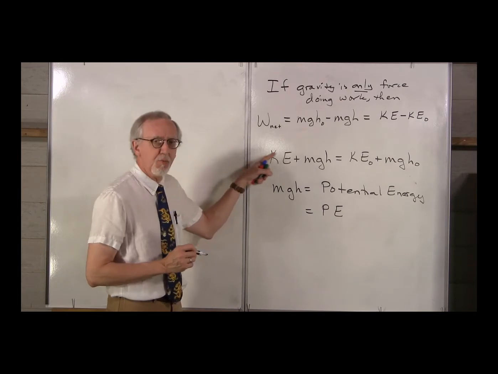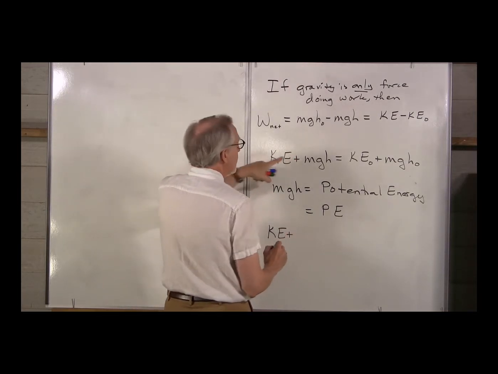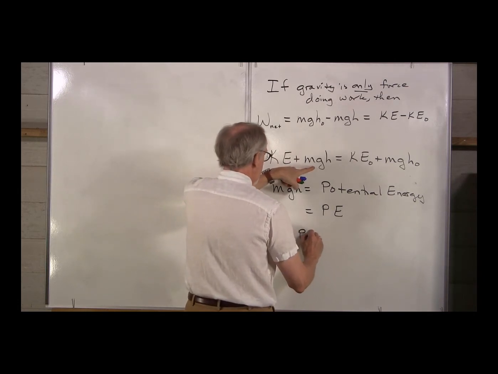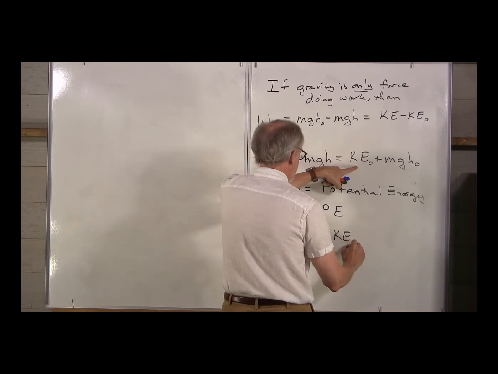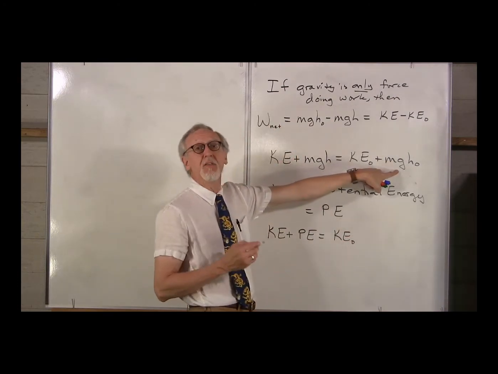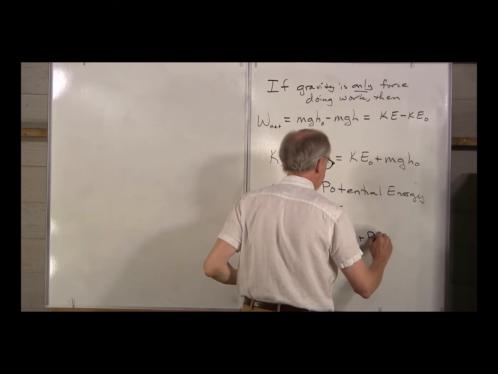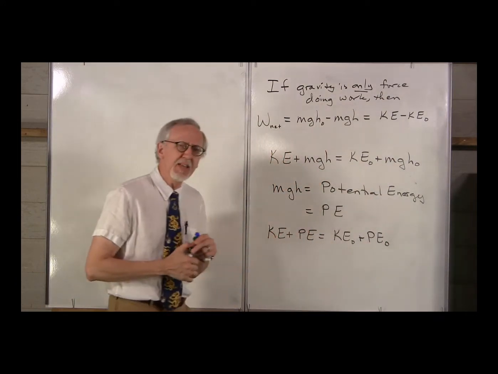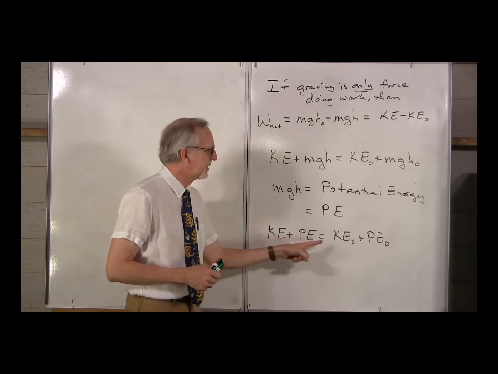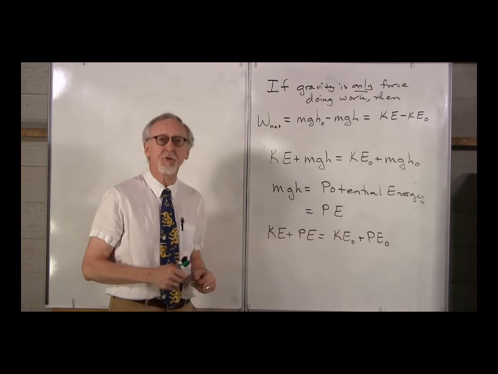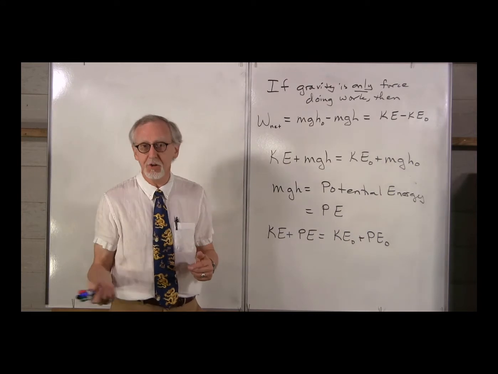We can then rewrite this equation as Ke plus Pe is equal to Ke naught plus, that would be the initial potential energy, Pe naught. So we can see this a little bit more easily. If the potential energy increases, the kinetic energy decreases. If the potential energy decreases, the kinetic energy increases.